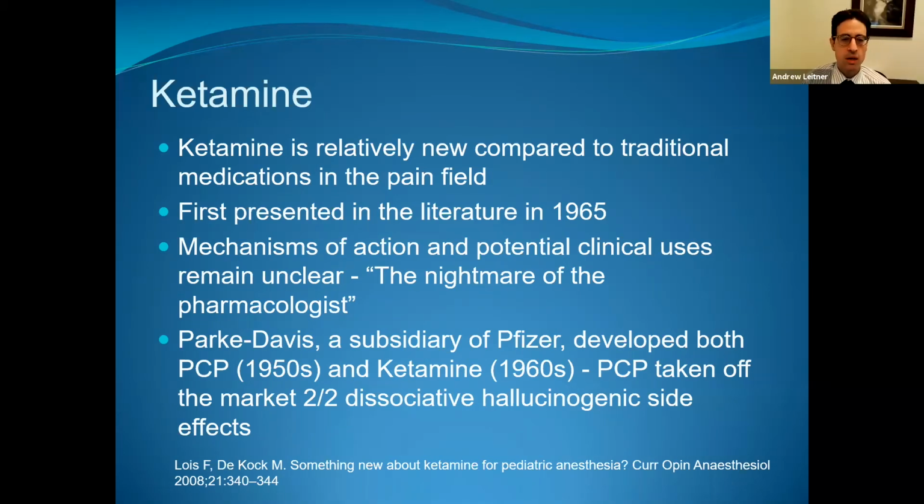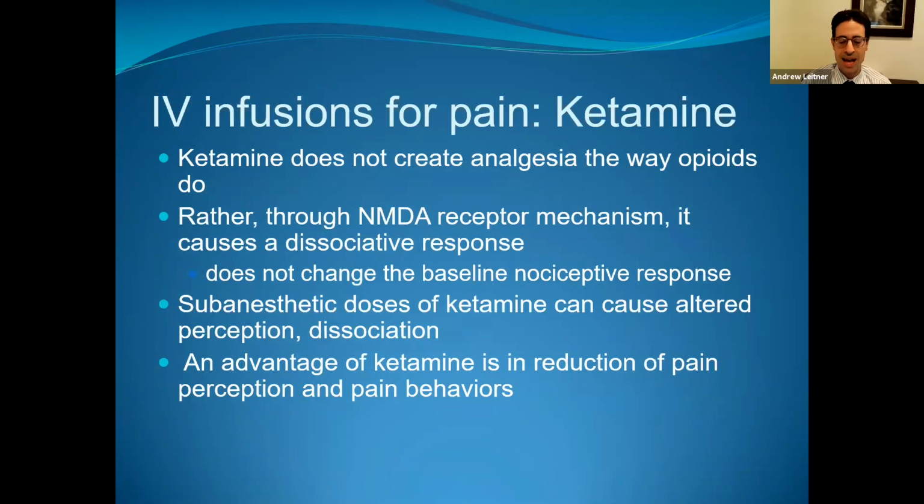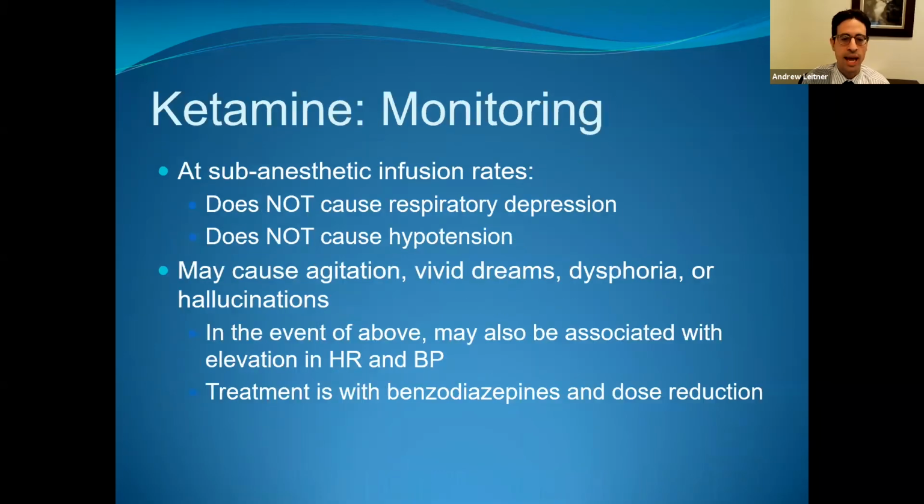Ketamine, I did want to speak about, has been around since 1965. It is a wonderful medication for the right patients, and it can help with both opioid sparing, potentiate the impact of opioids. It is a dissociative, so there is a ceiling effect. I tend to have patients on an infusion of roughly 10 milligrams an hour, but one of the advantages is it reduces pain perception and pain behaviors, and it is not associated with the respiratory depression that you do see with uptitration of opioids. It also does not cause hypotension.